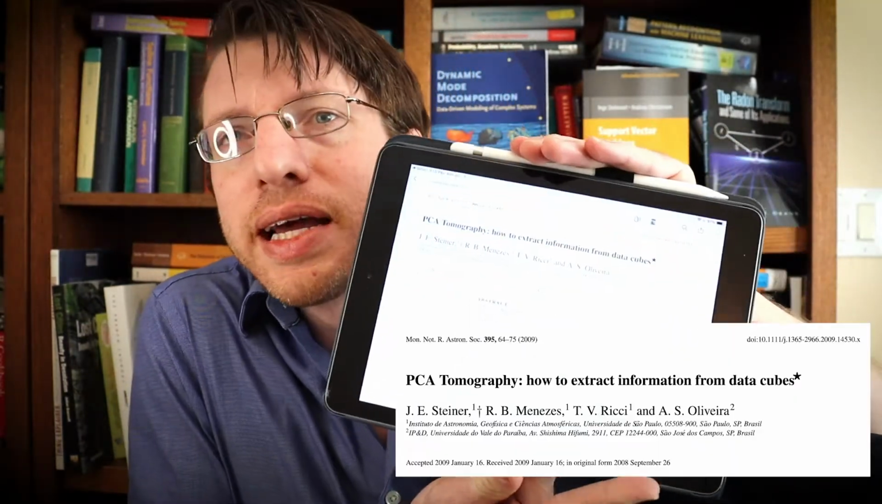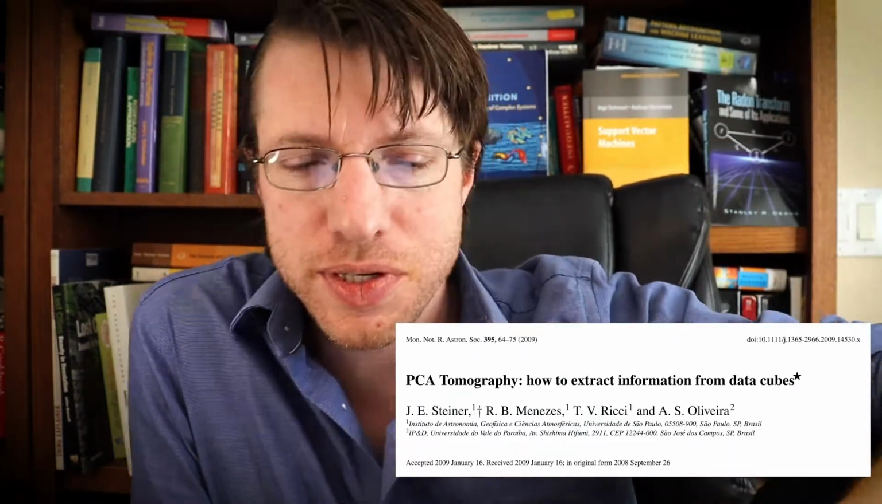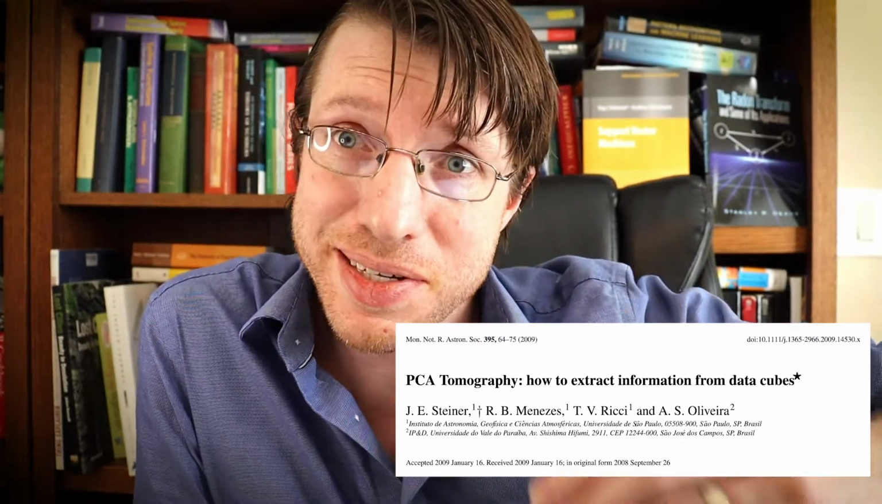So in 2009, Steiner and his co-authors devised this technique called PCA tomography, where they use PCA in order to decompose these data cubes, and it can simultaneously compress the data and find the principal components and also denoise it. And so this has become a technique that is getting used more and more, and it was also used to identify something new that we hadn't seen out of a particular system.